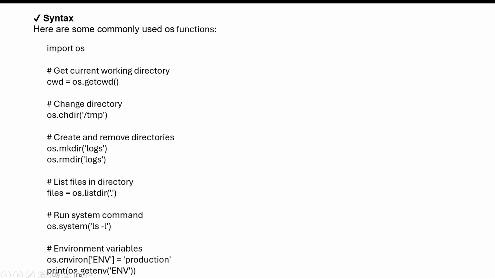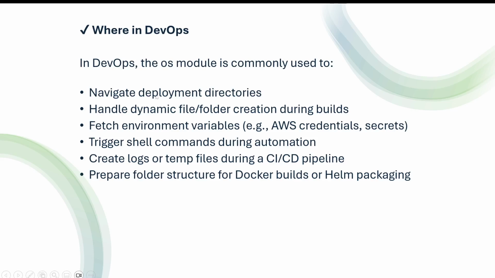In case you have to print this, you use print os.getenv, and if you pass in the variable, it will print it. So you give os.environ, pass in the variable env, and then production, dev, staging, whatever it is. And then to print the output, you give print, and then os.getenv.